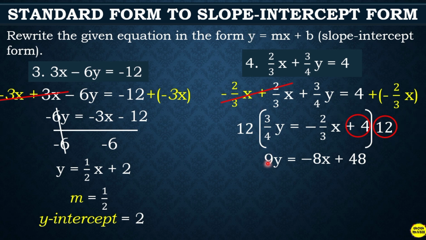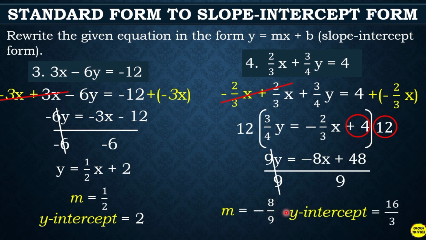So, since 9 ito, para maging 1 siya, i-divide natin siya both sides by 9. Okay, so this is division property of equality. So, 9 divided by 9, cancel na yan. We now have our slope is negative over 9. And then your y-intercept now is 48 over 9.